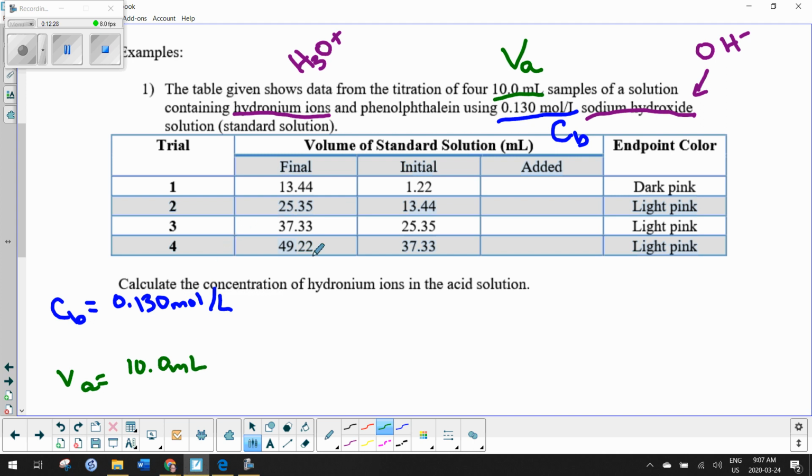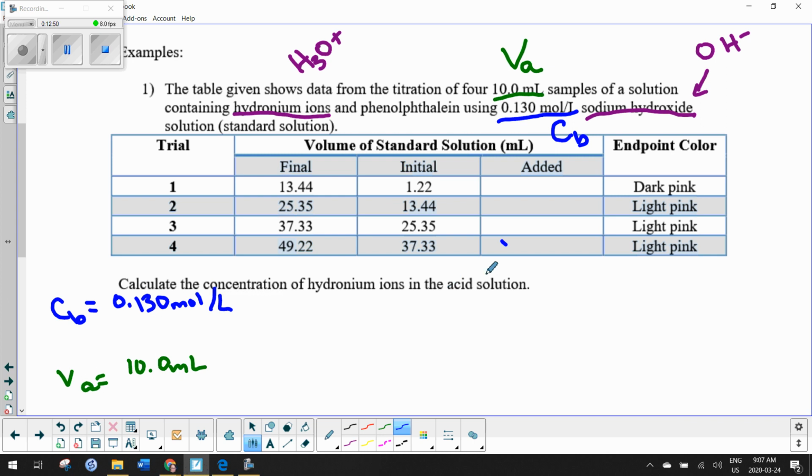Now in my data table here, I have a bunch of numbers. So I have 13.44 and 1.22. It says volumes of standard solution. If I read my question up here, my standard solution was the sodium hydroxide. So technically, this whole data table is how much base I added.